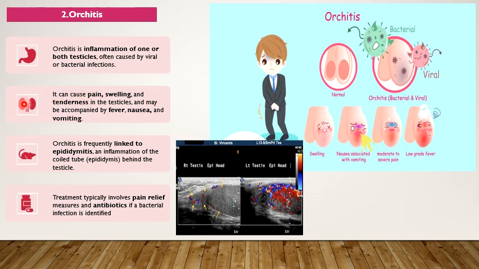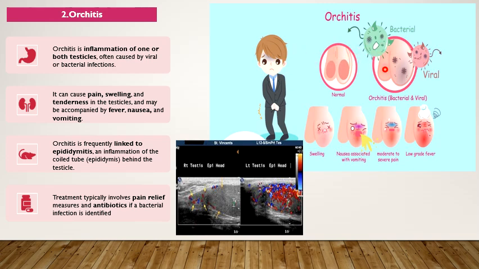The important thing is that in orchitis, the testis is grossly enlarged. Orchitis is frequently linked to epididymitis, as I told you, because anatomically they are so related to one another. And the treatment is usually pain relief and antibiotics. Quite simple.